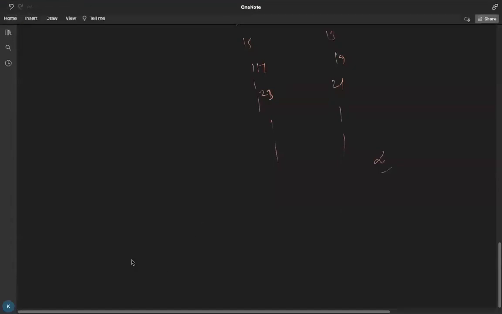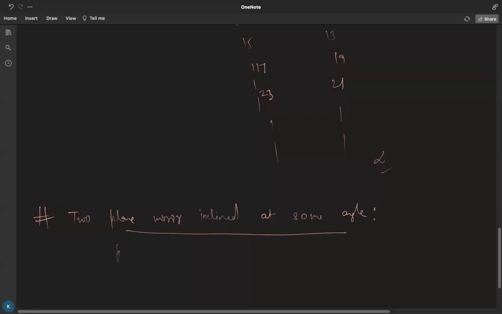Actually, let me give the heading here. Two plane mirrors inclined at some angle, right? So what you have to do is find the number of images and their places. Now, let's take a look.